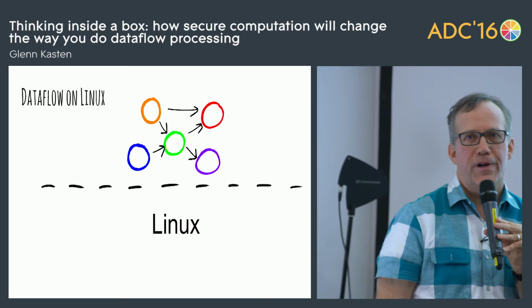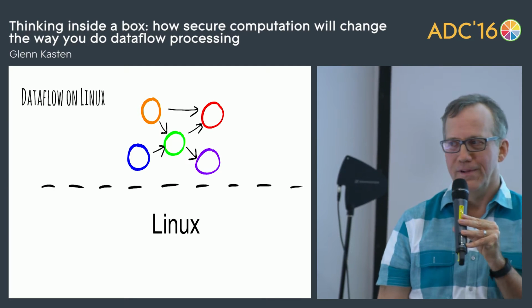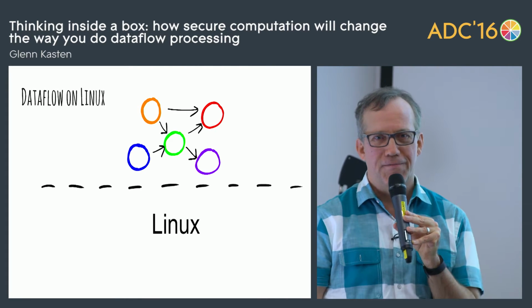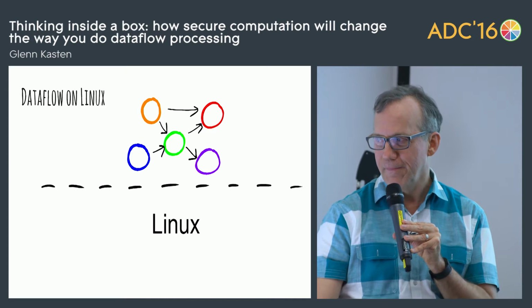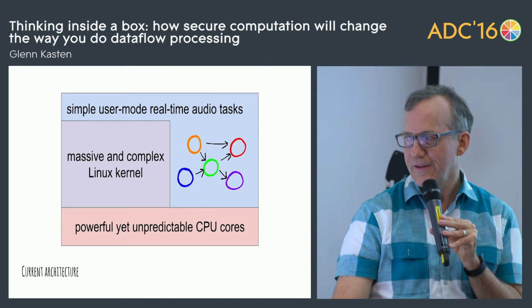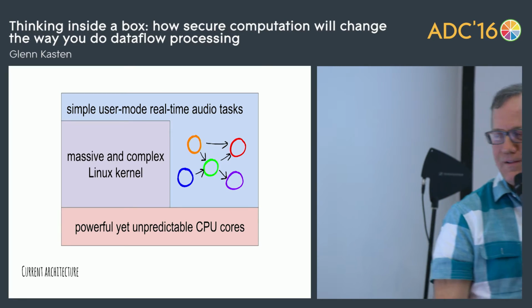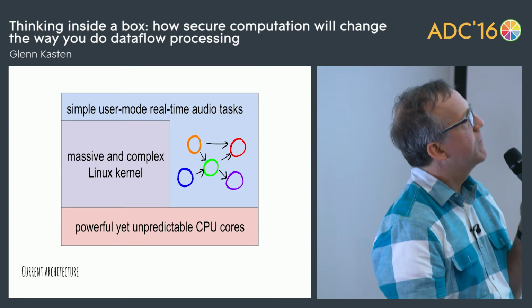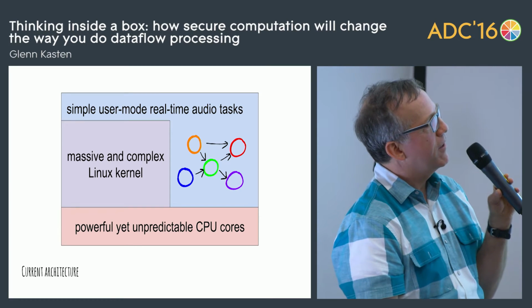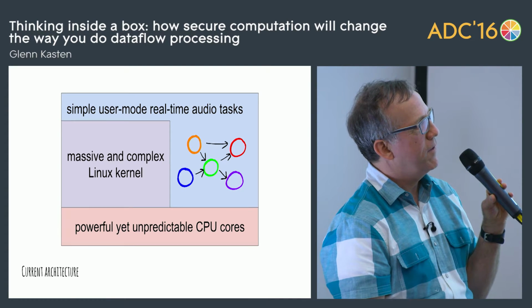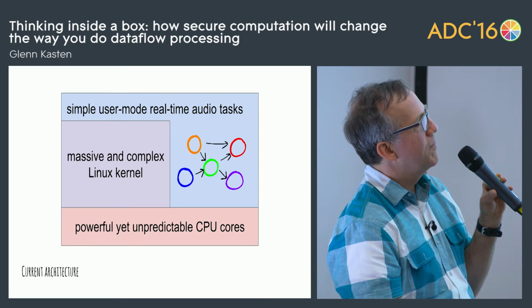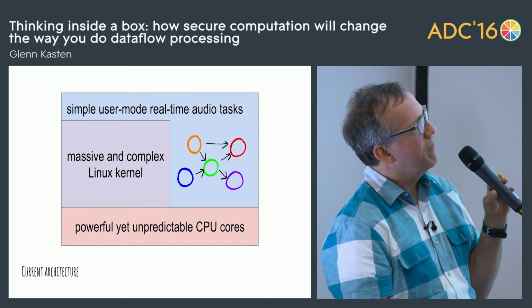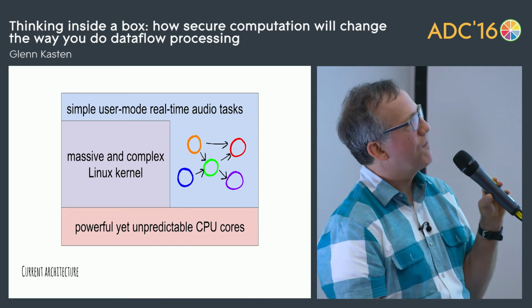So let's see what happens if we run data flow on top of Linux. Okay, I'll take this data flow graph, run it on top of the Linux kernel, and delve a little bit deeper into that. So we basically have a very, very simple application. It's these real-time audio tasks that are communicating with each other via plain old data, and they're all functional in nature. They're not making any system calls.